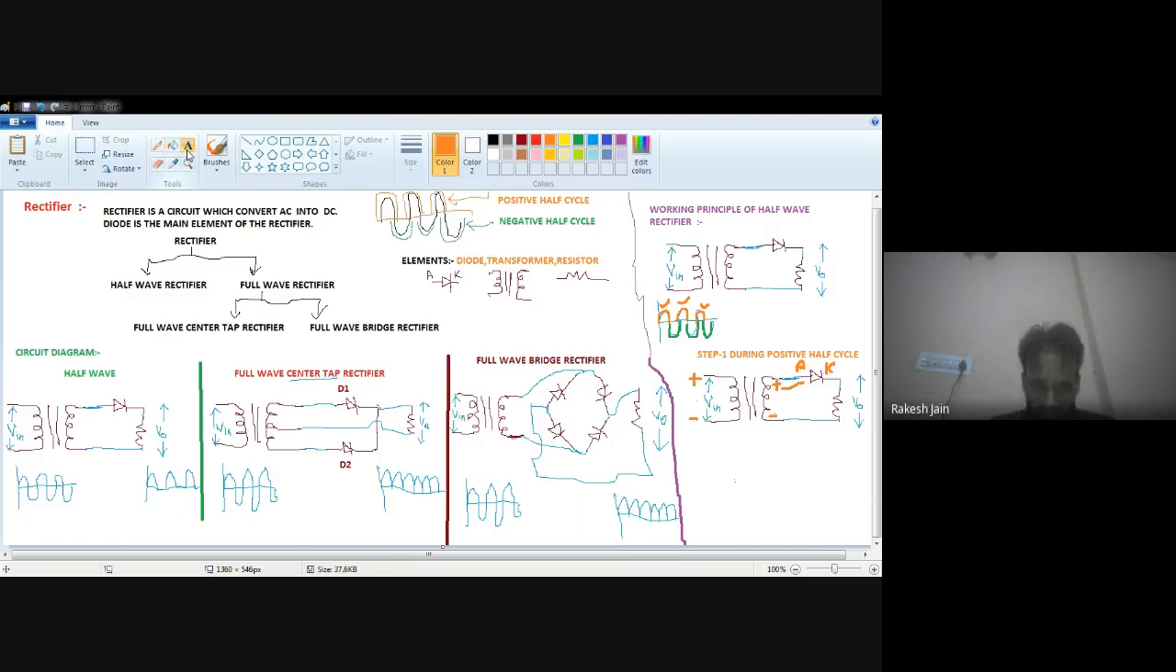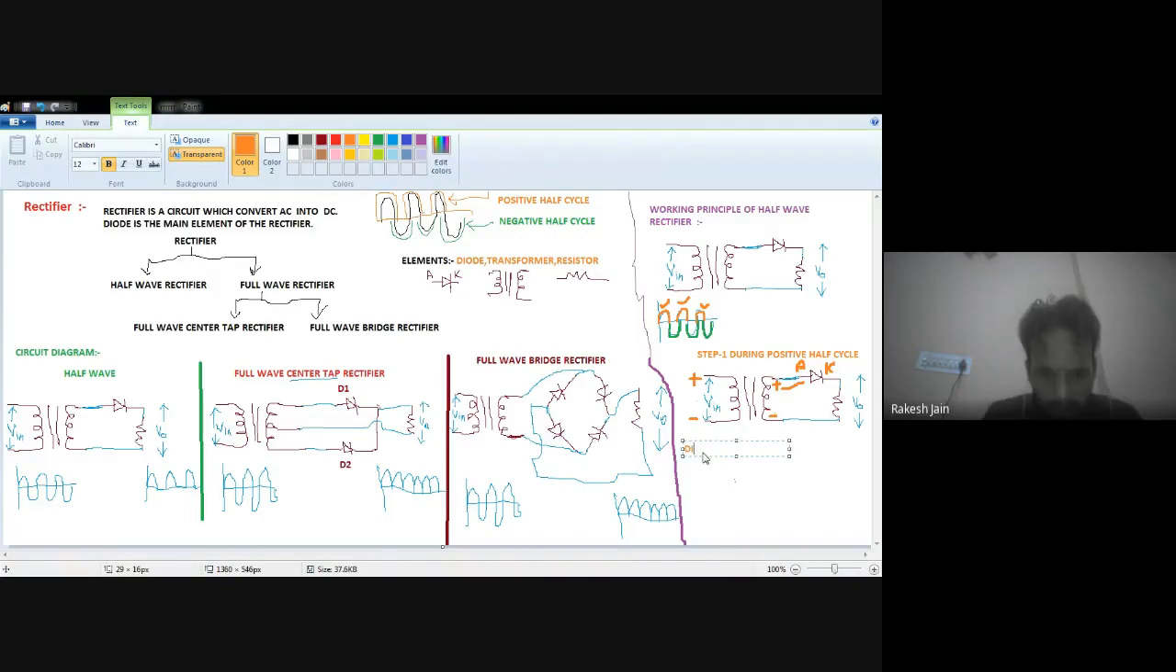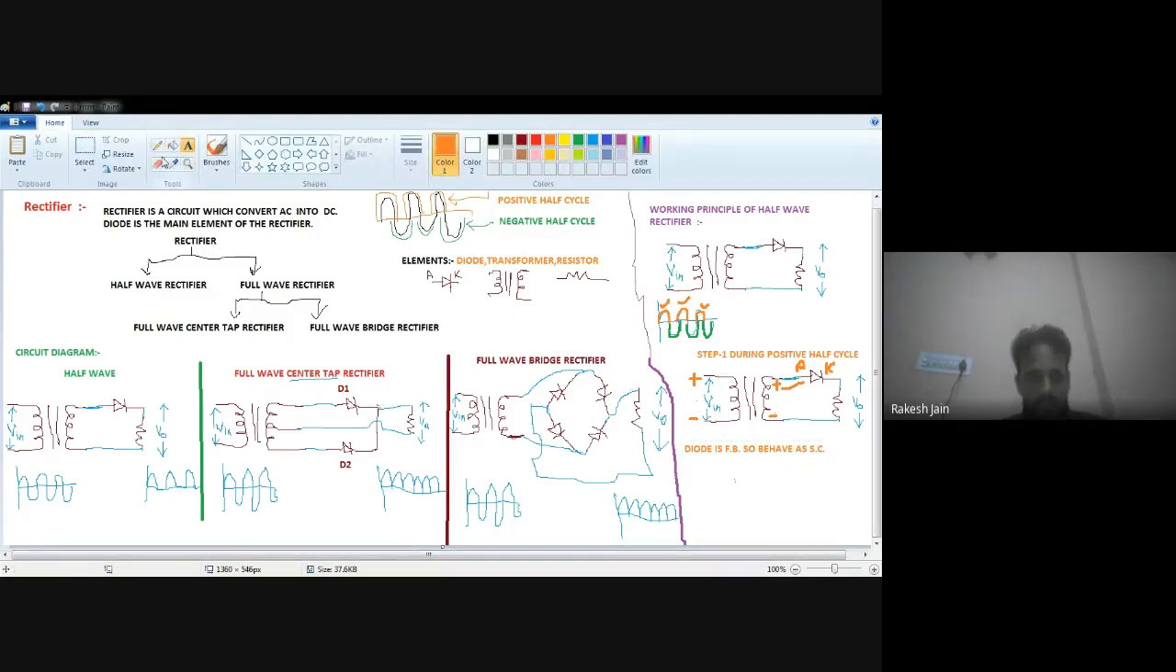Whenever the diode is forward biased, it will behave as a short circuit. So the diode is forward bias, I just write FB for forward bias, so it behaves as a short circuit, and for short circuit I just write SC, so you understand I am talking about short circuit. Because the diode is forward biased, it will act as a short circuit. Whenever it acts as a short circuit, instead of the diode we should draw a line only, because it is shorted.